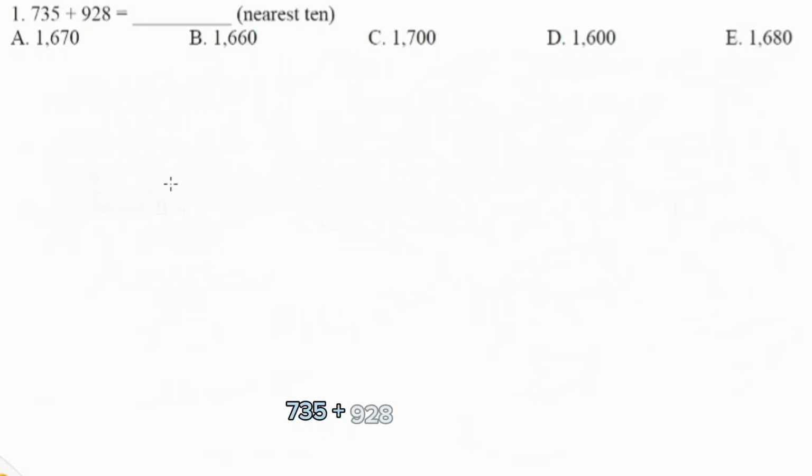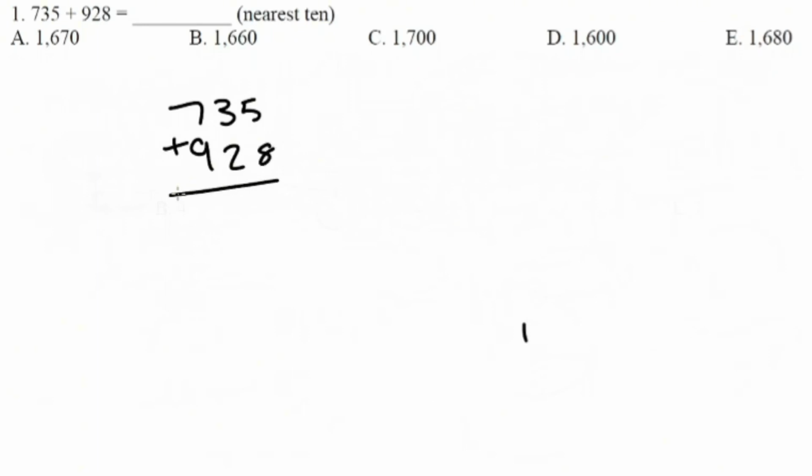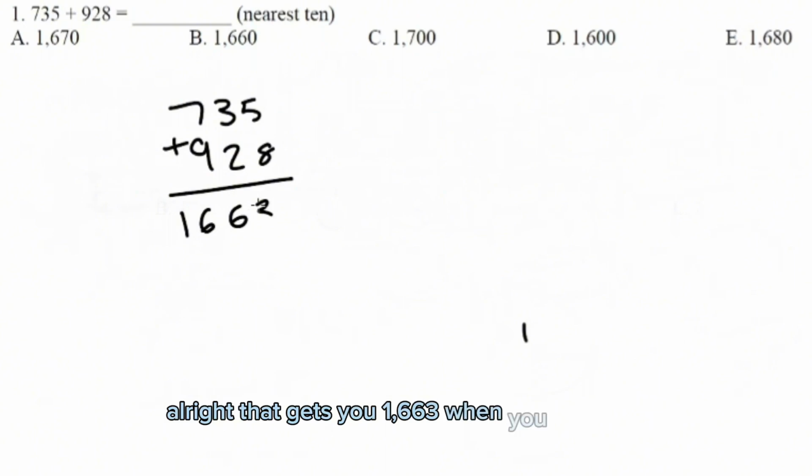Number 1. 735 plus 928 equals what rounded to the nearest 10? All we have to do is add these two numbers and then round it to the nearest 10. Pretty simple. So 735 plus 928 gets you 1,663 when you add it up.